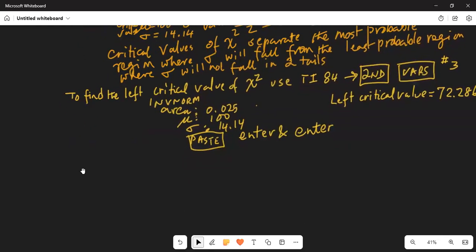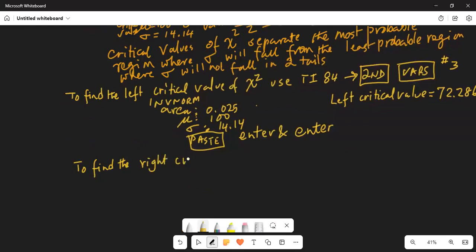How about the right critical value? Again, we will use the same function to find the right critical value of chi-square.